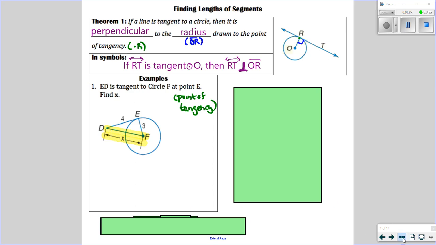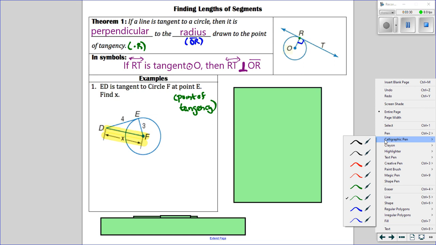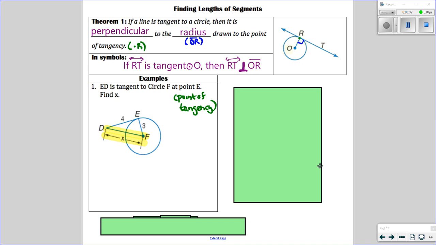All right, so in order to solve this problem, we know that ED is tangent to circle F at point E. So look at EF. EF is 3. EF is the radius. Why is it the radius? Because it starts at the center of the circle, which is F, and then goes to a point on the circle, which is E. So it's 3. That's our radius. And then we have our tangent line, which is DE, because it is touching the circle at one point, at point E. And then we're looking for DF.